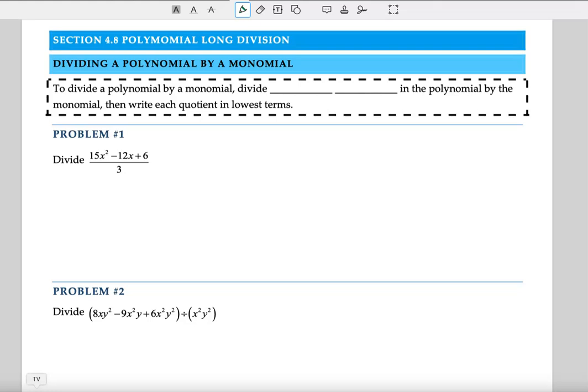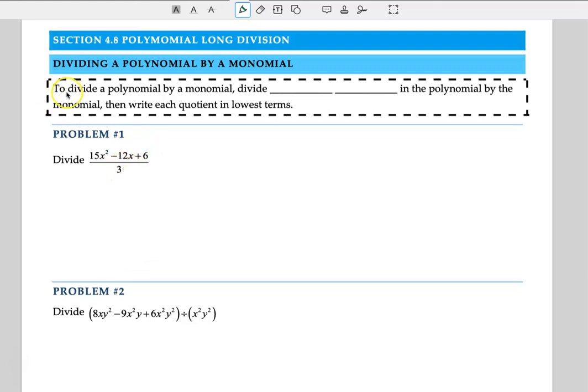Okay, so in 4.8, we're going to be talking about dividing polynomials, and we're going to be doing this with long division on part of it. So these first two problems, we're not using long division, but I want you to notice that we are dividing by a monomial here.